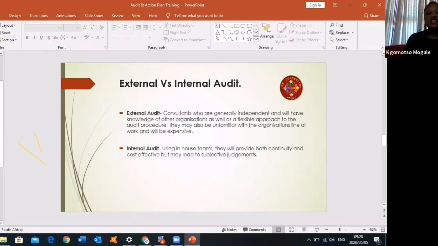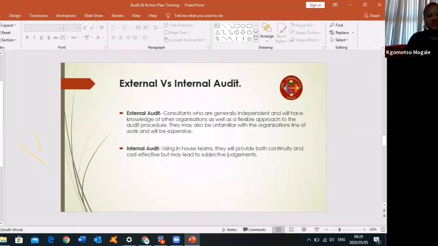So in terms of the internal audit, we use the in-house teams. They will provide both continuity and cost effectiveness, but may lead to subjective judgments, like I said, being biased and all that. So using an in-house team, an audit does not need to be conducted by you as safety personnel alone. You can involve the supervisors, the foremen, the management as well, the safety reps, so that it can be a team.